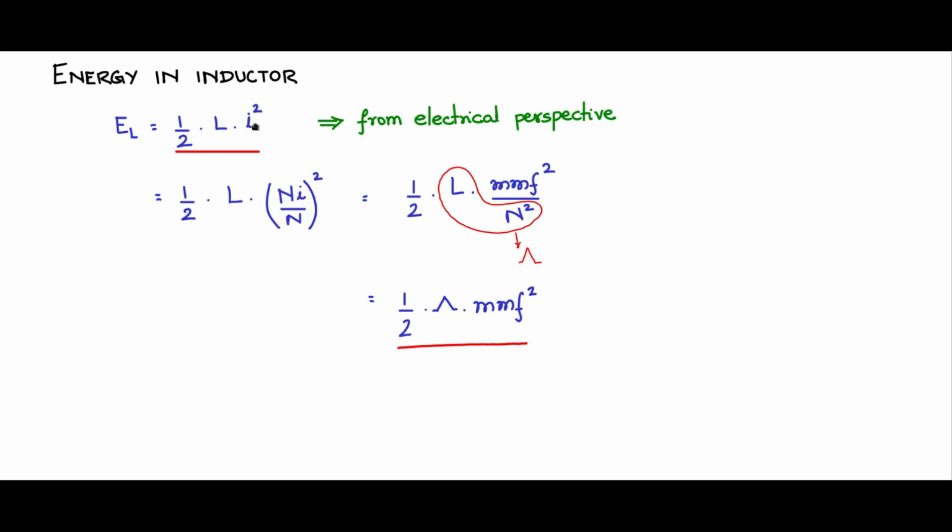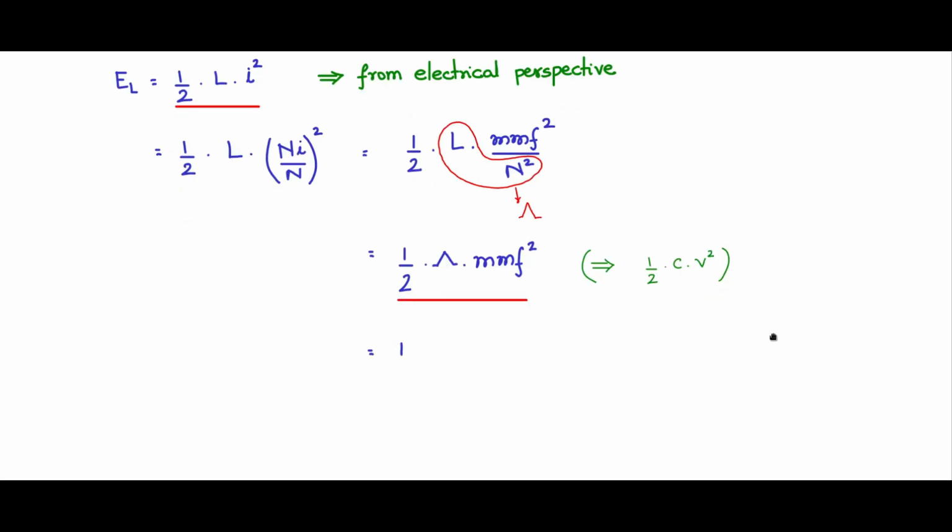This is half Li square from the electrical angle. Consider the electrical equivalent potential storage. How does it look like? We know permeance is equivalent to capacitance, so half C, and potential MMF is nothing but voltage. So this will translate into an equivalent as half CV square. So we can be satisfied that the equivalence works.